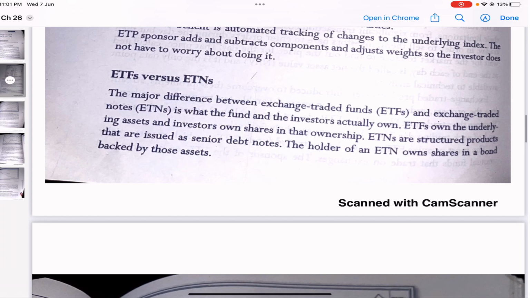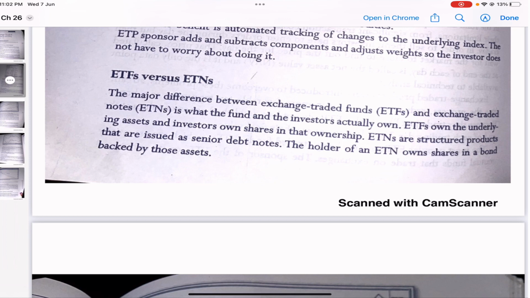Okay. Now ETFs are exchange traded funds. I just explained that to you. Now there is something else which is known as ETN, which are exchange traded notes. Now let's see what are the differences between them. The major difference between ETFs and ETNs is what the fund and the investors actually own. So in an ETF, what happened? ETFs own the underlying assets and investors own shares.